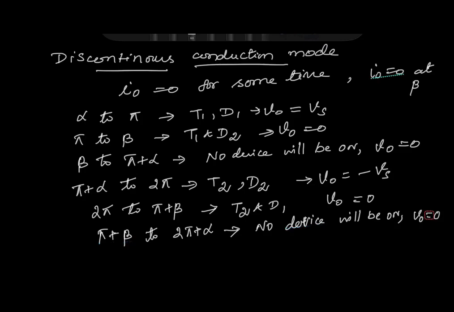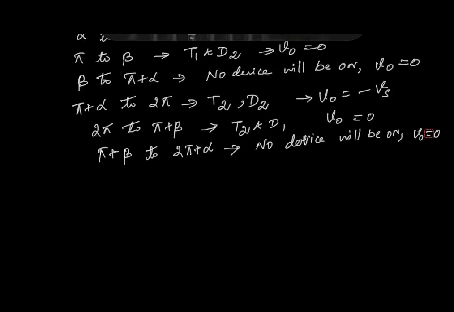So if we see the V0 waveform, V0 will be equal to Vs from alpha to pi. Then from pi to pi plus alpha, V0 is 0. Again, from pi plus alpha to 2 pi, V0 is minus Vs. Then from 2 pi to 2 pi plus alpha, V0 is 0. So the V0 waveform will be the same as that obtained for continuous conduction mode. But the current waveform will be different.